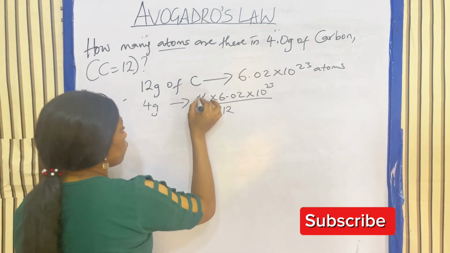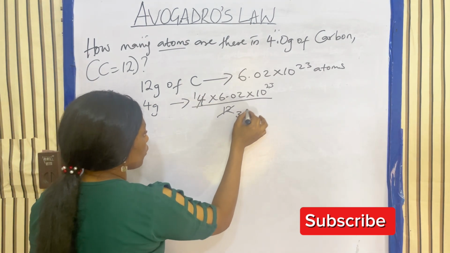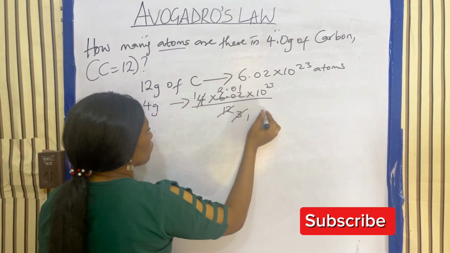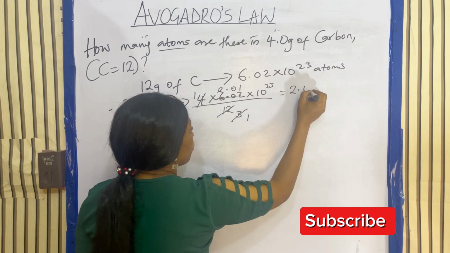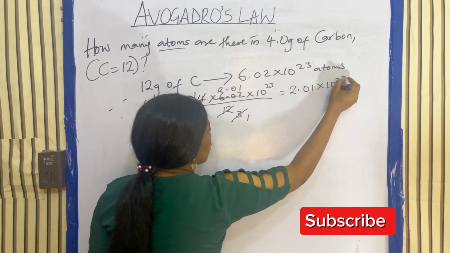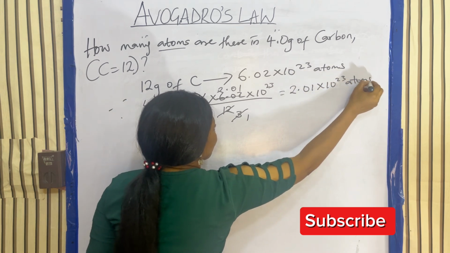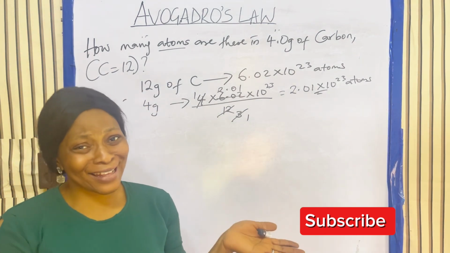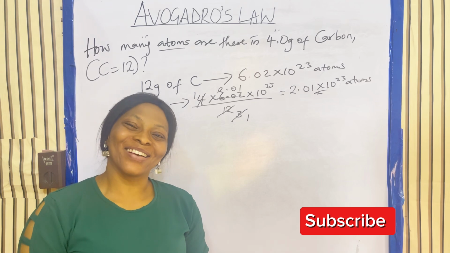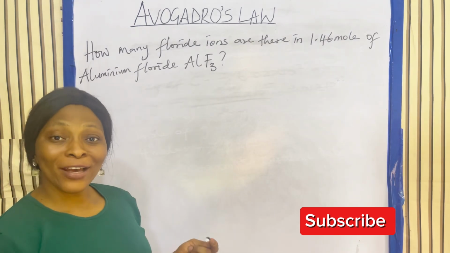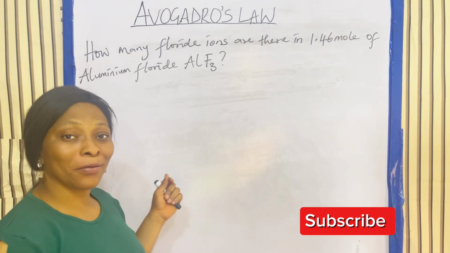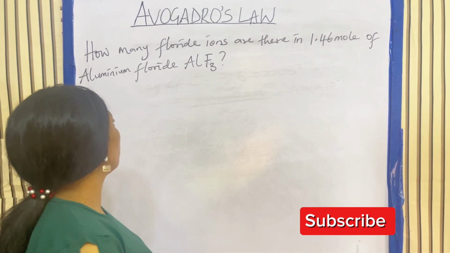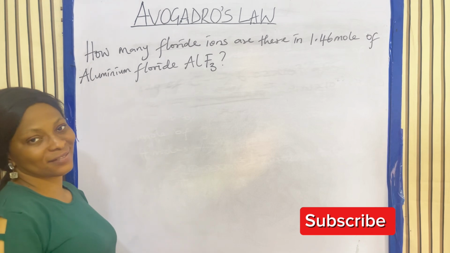Now let's solve this. 12 into 4 is 3, then 6.02 divided by 3 gives 2.01. So you have 2.01 times 10 raised to power 23 atoms. Answer. It's very simple, isn't it? Let's look at another practice question. How many fluoride ions are there in 1.46 moles of aluminum fluoride?